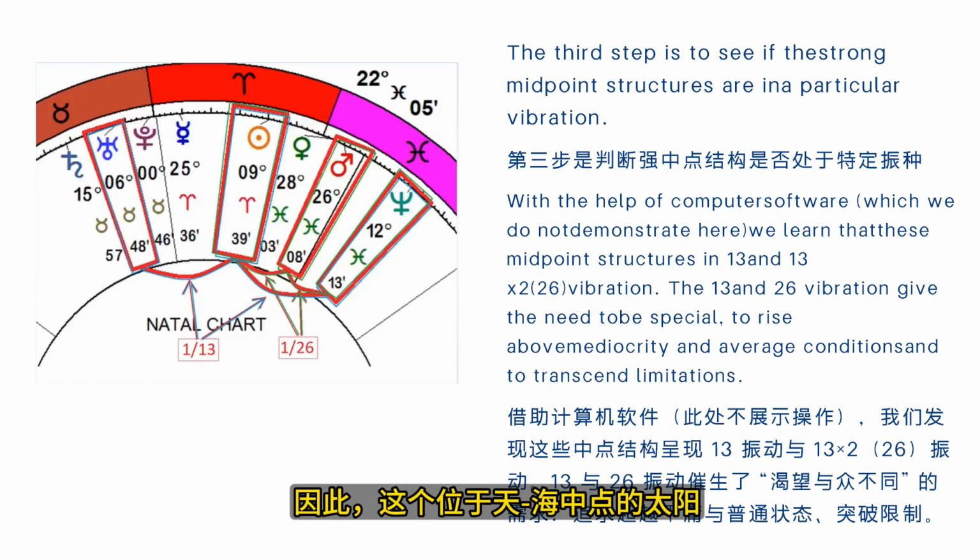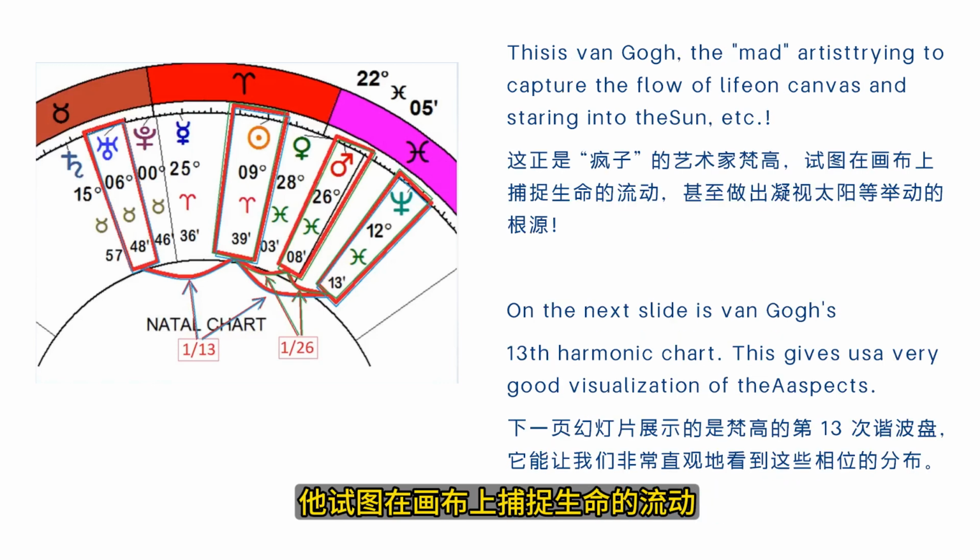So this Sun at Uranus-Neptune, this visionary, wildly inspired, like crazy kind of inspiration, just out of this world, is trying to rise above mediocrity, to transcend limitations. And there is Van Gogh, the quote, mad, unquote, artist, trying to capture the flow of life on canvas, staring into the sun, trying to move beyond normal existence. We're describing Van Gogh even more precisely. It's just amazing. And the Mars in between Sun and Neptune is 1/2 of 1/13.